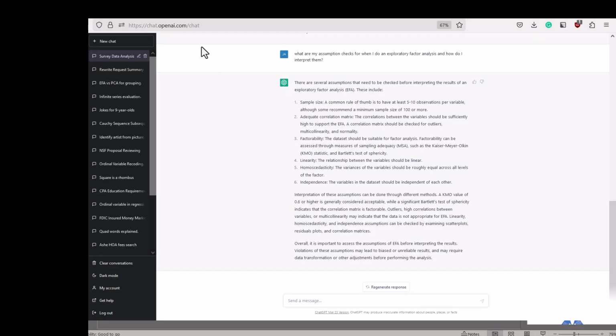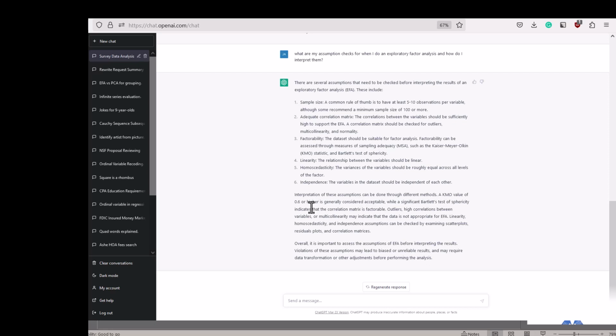Now, how do we use the chatbot, the AI, to help us with this? You'll forget what your assumption checks are for or what the thresholds are. You don't have to Google it or look it up. Just keep this open and type it in there. What are my assumption checks for when I do an exploratory factor analysis, and how do I interpret them? And he'll just tell you. I guess it's a he.